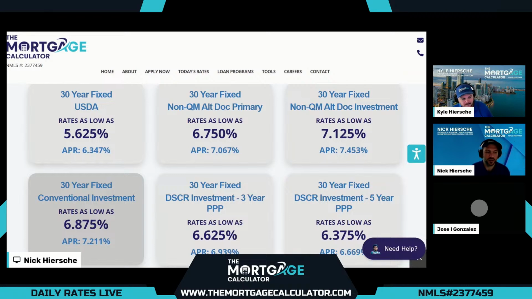First up, our conventional. We do not have government programs for investment properties, so no VA, FHA, or USDA, but we do have our standard conventional. Rates as low as 6.875, final APR 7.211. A little bit lower than our alt doc option today, which is pretty standard.